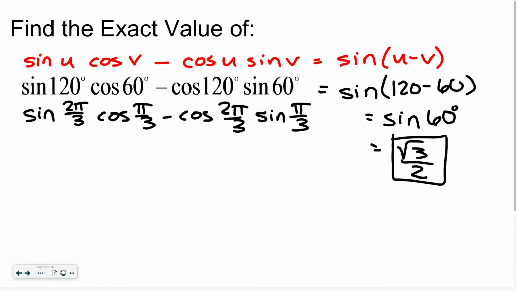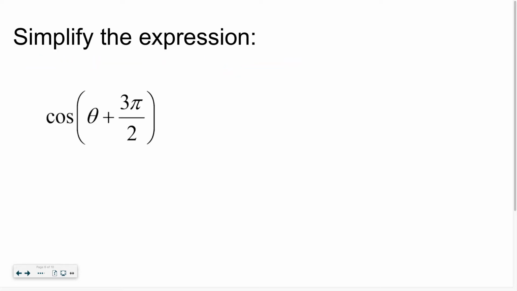Okay, let's do the cosine. This one's going to be a little bit different. It doesn't say find the exact value because you don't actually have two angle measures. In this case, one of your angles is unknown to you. It's theta, so we're going to call that u. And the other angle, in this case, we do know is 3 pi over 2.